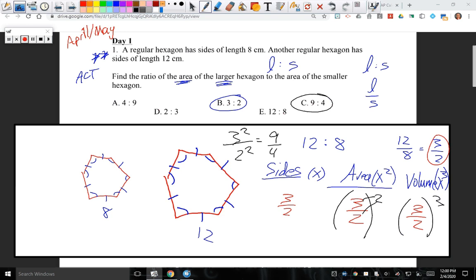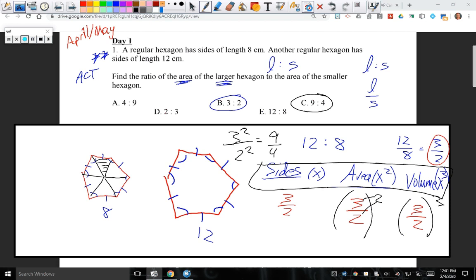I didn't even have to do any triangles. I didn't have to do 1/2 times base times height to get one of them, and then multiply by 6 because there's 6 of these. I didn't have to do any of that, and then find the ratios. I just remembered one-dimensional, two-dimensional, three-dimensional, squares, cubes. Okay?